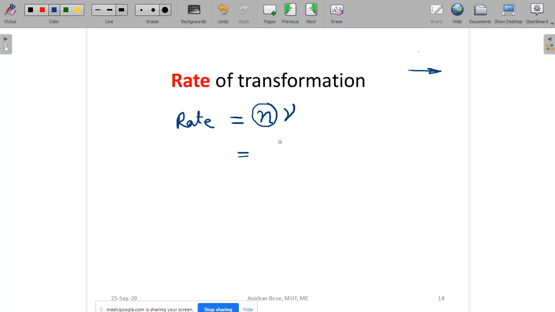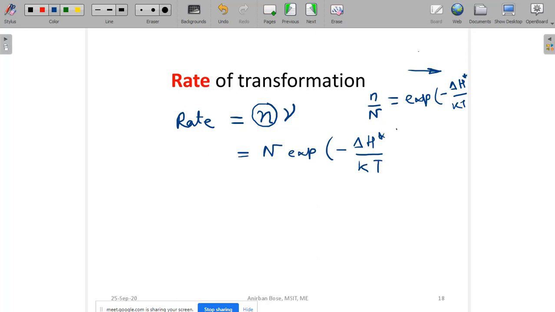So now what is this N? Already from the Maxwell-Boltzmann statistics we know that N by capital N is the exponential of minus the energy level required here, which is delta H star, divided by kT. So the rate is capital N times exponential of minus delta H star divided by kT, times nu, which is the frequency. Now its unit will become atoms per second. Okay, that is the rate.